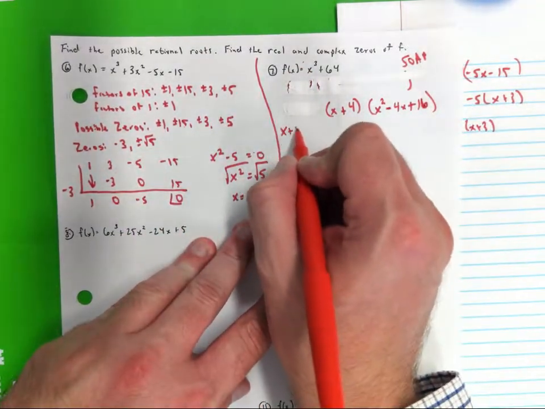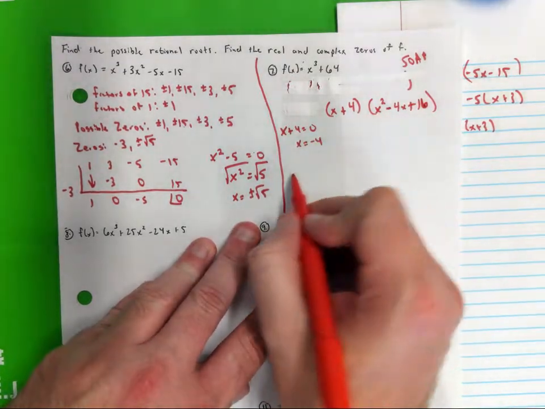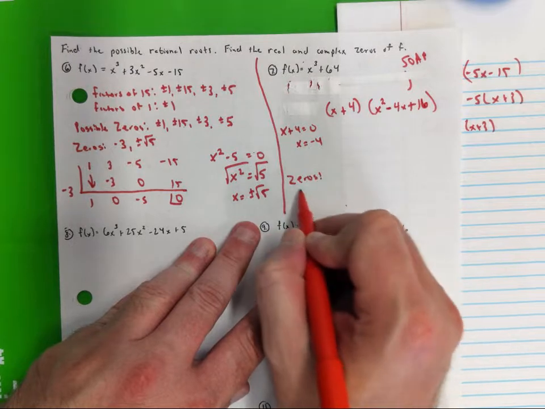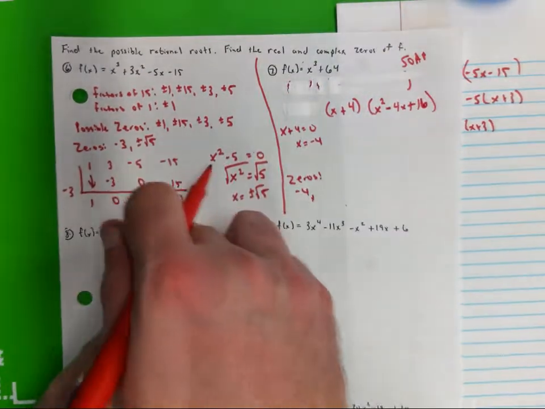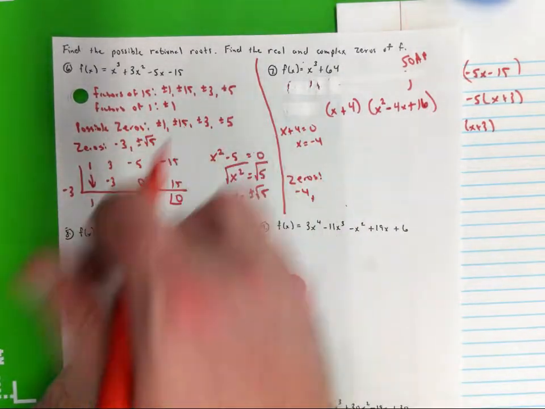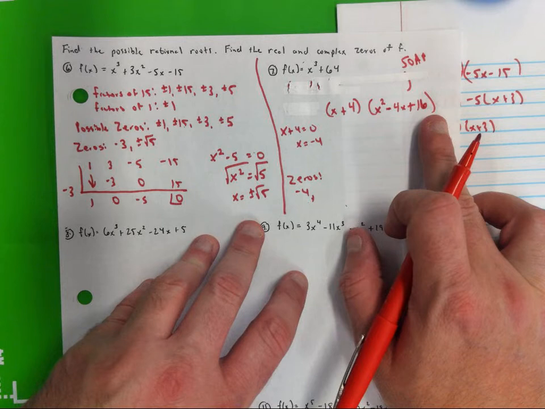Well, x plus 4 equals 0, so x equals negative 4. That's one of your zeros, so you can go and put that down in your list. Because we factored it, we didn't have to do all the synthetic division. Here, that's quadratic. I can't factor that.